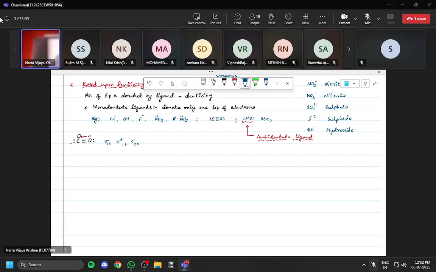14 means pi or sigma, which comes first? So pi 2px equal to pi 2py, sigma 2pz, then sigma star 2s. This sigma star 2s energy rises. Now pi star 2px equal to pi star 2py, sigma star 2pz. Configuration totally 14 now: 2, 4, 6, 8, 10, 12, 14.